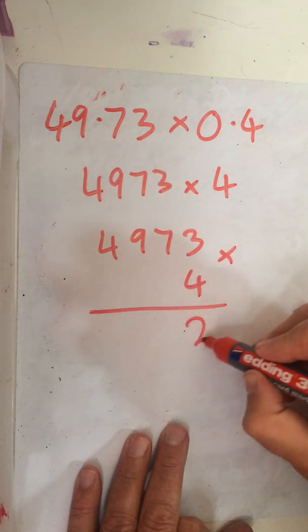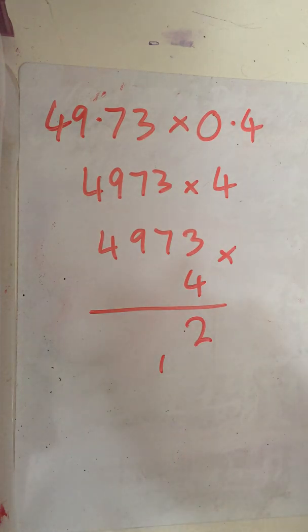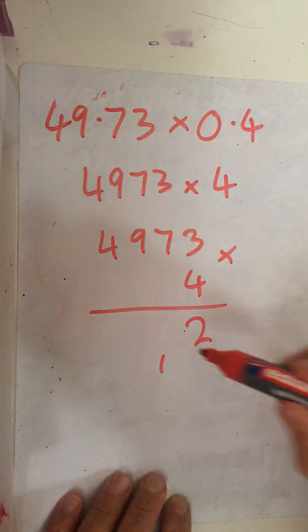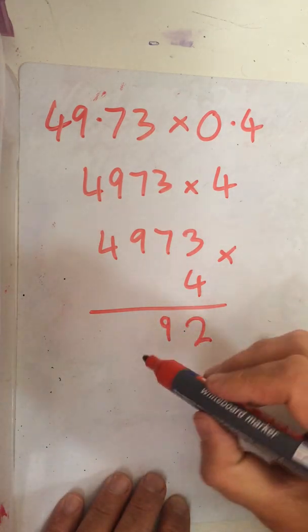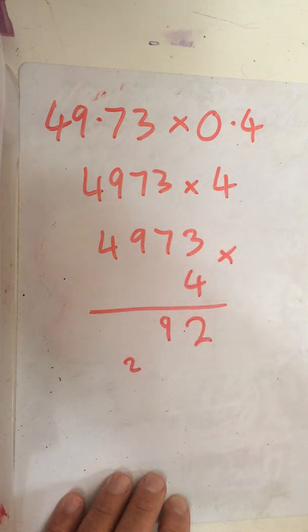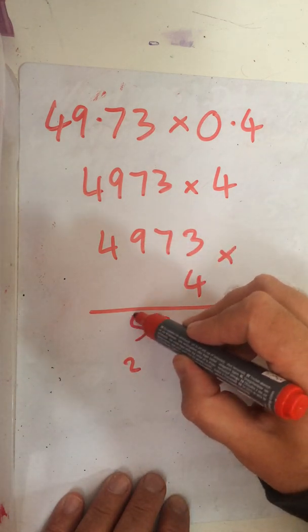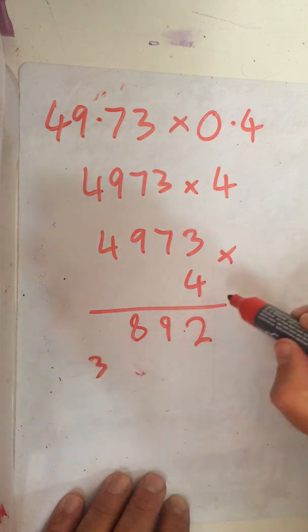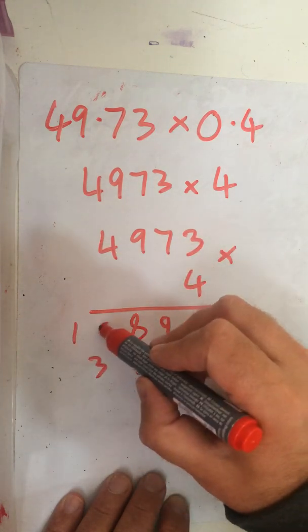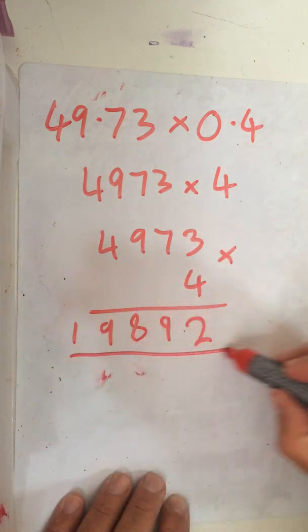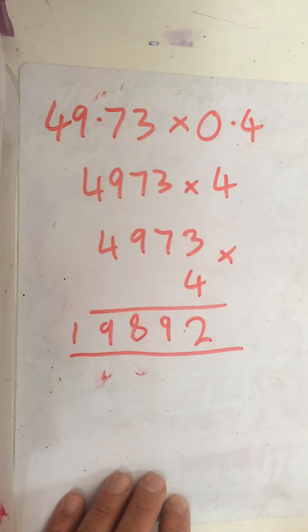4 times 3 is 12, carry 1, 7 4s are 28, and 1 is 29, carry the 2, 9 4s are 36, and 2 is 38. 4 4s is 16 and 3 is 19. So there we go. I've done the calculation without any decimal points in there.